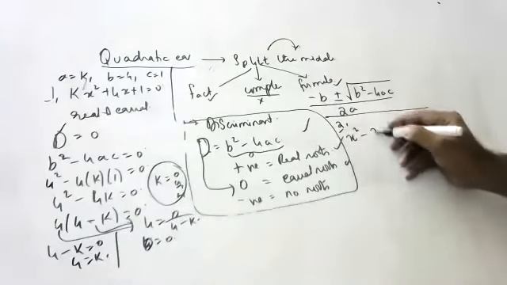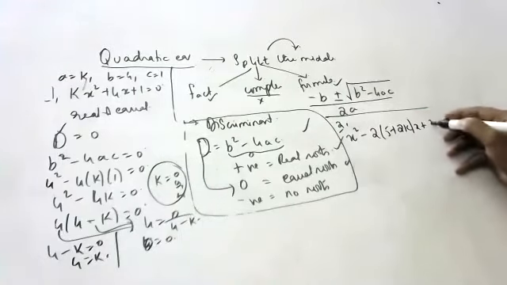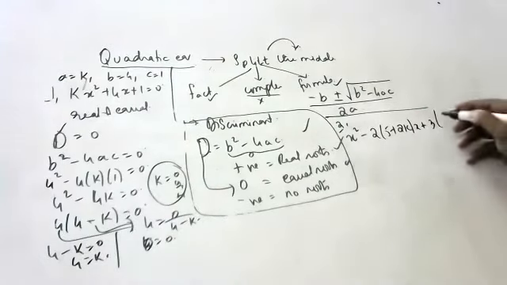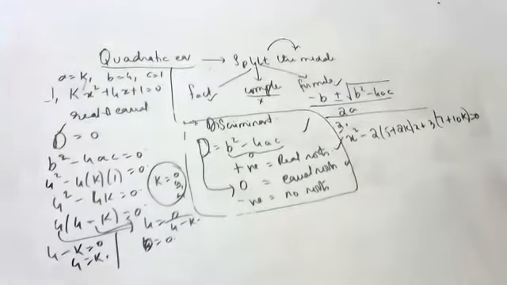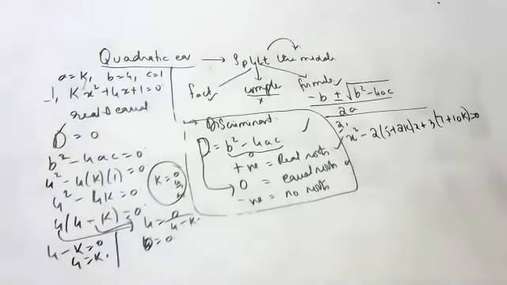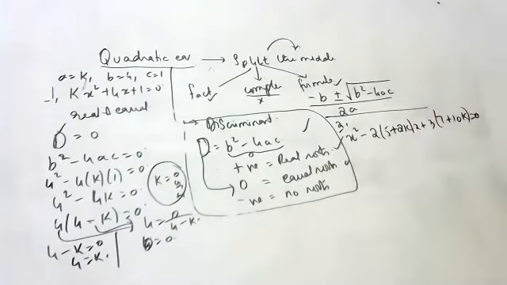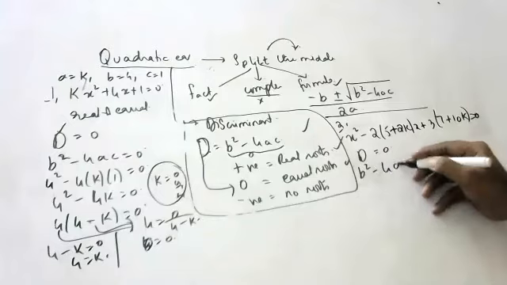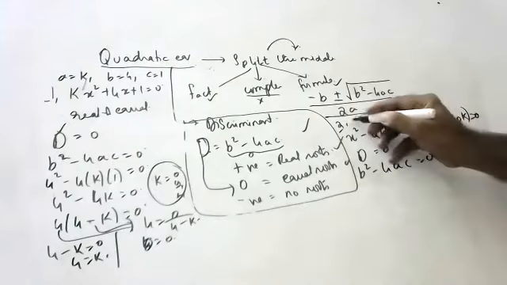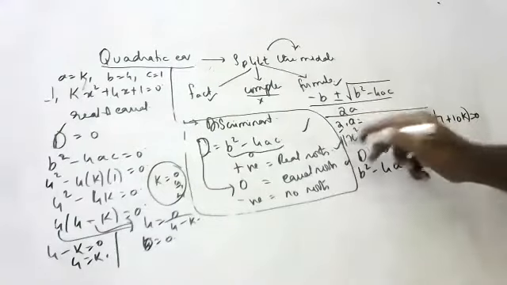x square minus 2 into (5 plus 2k) x plus 3 into (7 plus 10k) is equal to 0. Find the value of k if roots are real and equal. Yes, discriminant is equal to 0. b square minus 4ac should be equal to 0. Can anyone say what is a, children, here? Nothing is there. a is 1.